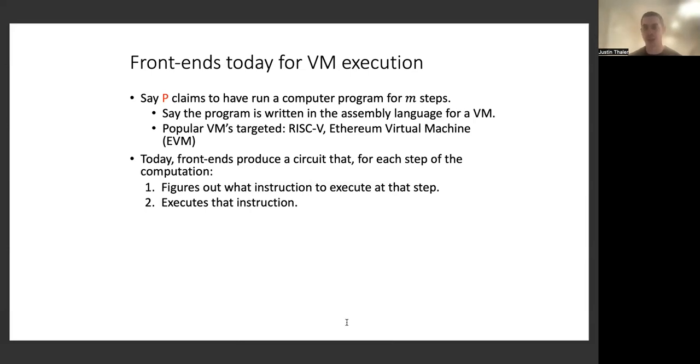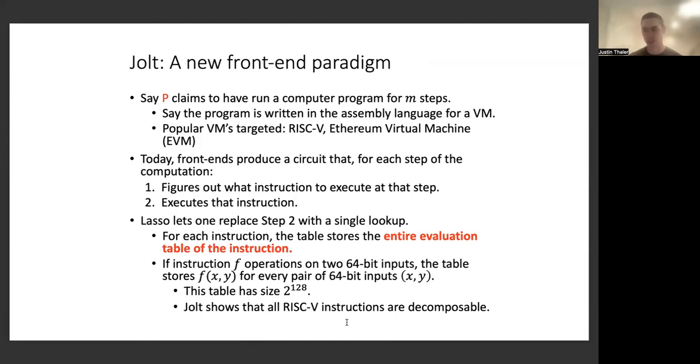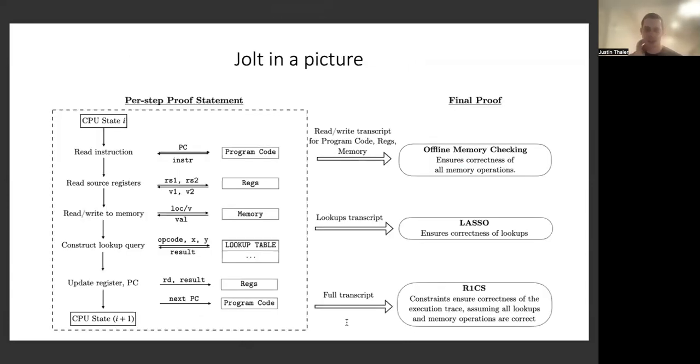There's some kind of master loop that's getting unrolled for T steps or M steps, where M is some predetermined bound. And it's just repeatedly figure out what instruction to execute on what data, execute the instruction. And what Jolt does is it uses Lasso to handle the second thing, execute the instruction, with just one lookup into the entire evaluation table of that instruction. And as I said before, that means if there's 64-bit inputs to that instruction, this table is size 2 to the 128. And things get a little bit annoying when you have 50 different primitive instructions, and they each have their own evaluation table, and you have to deal with those things. But here's Jolt in a picture.